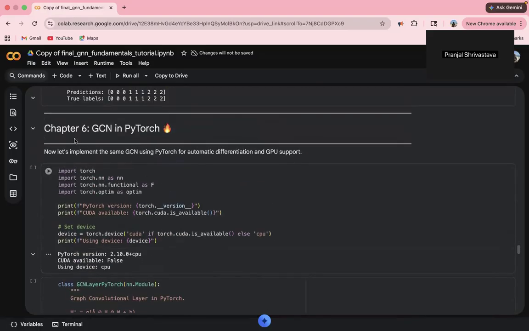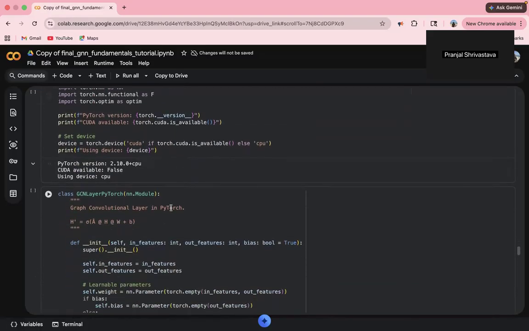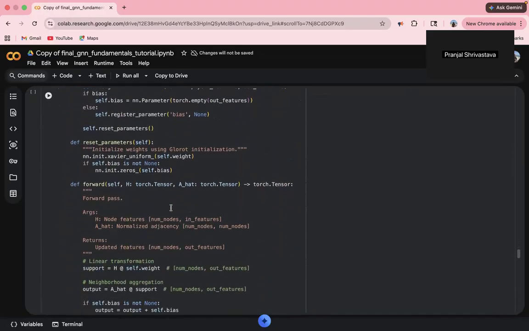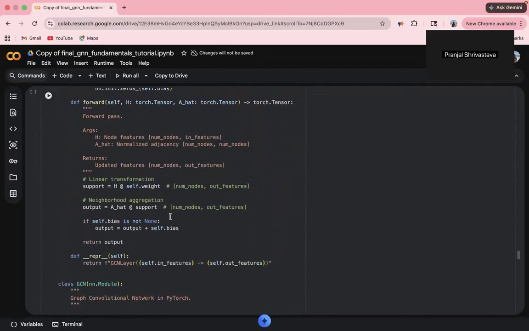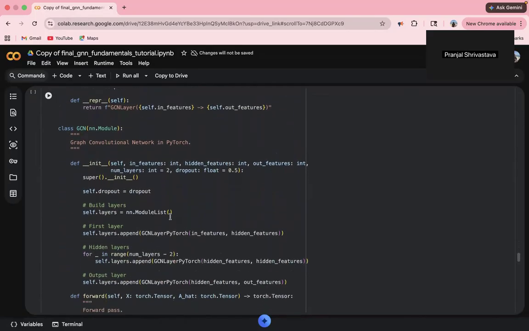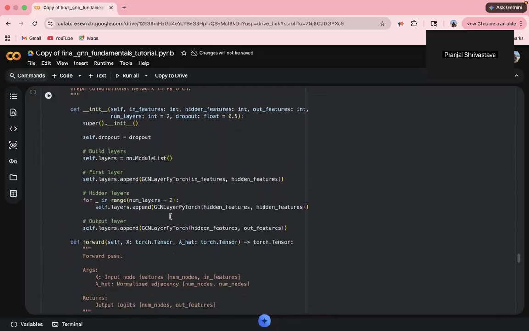Next is training the GCN in PyTorch. Now we build the same model in PyTorch, which gives us automatic differentiation, no manual backward pass needed. This particular Colab environment ran without a GPU for this notebook, but the code works identically on CUDA as well.